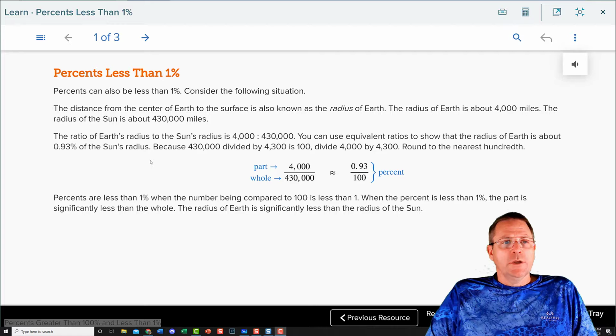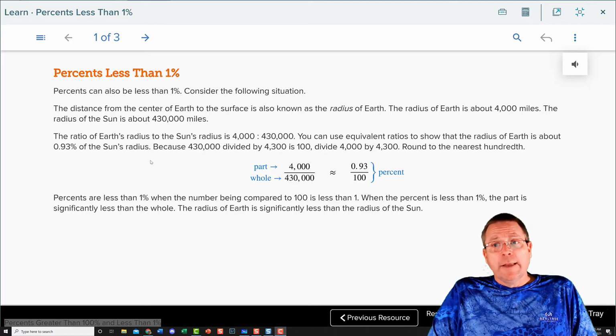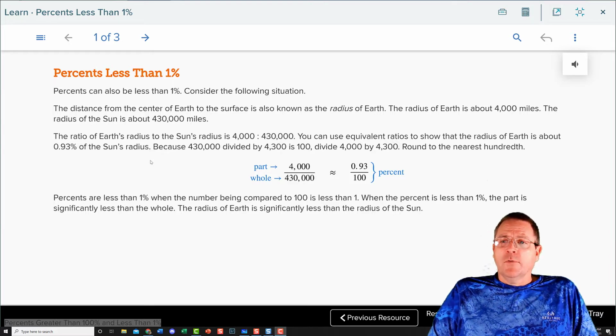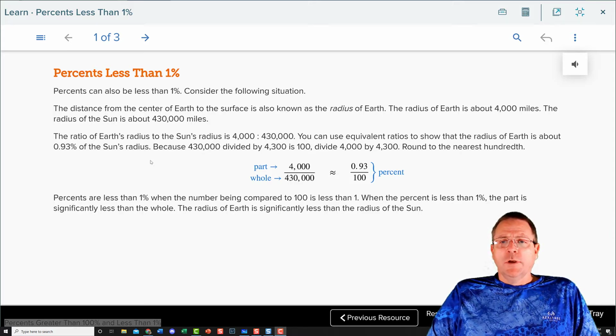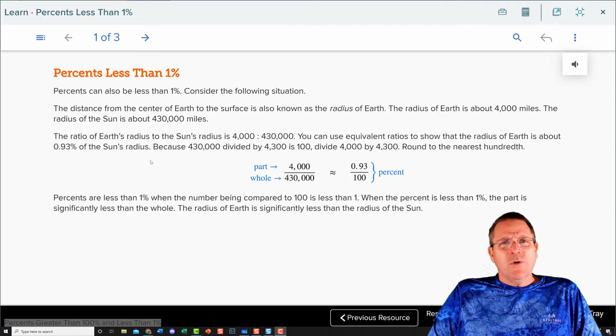Consider the following situation. The distance from the center of the Earth to its surface is known as the radius of the Earth. The radius of the Earth is about 4,000 miles. The radius of the Sun is about 430,000 miles. So, the radius of the Earth to the Sun's radius would be a comparison of 4,000 to 430,000. You can use equivalent ratios to show that the radius of the Earth is about 0.93% of the Sun's radius.